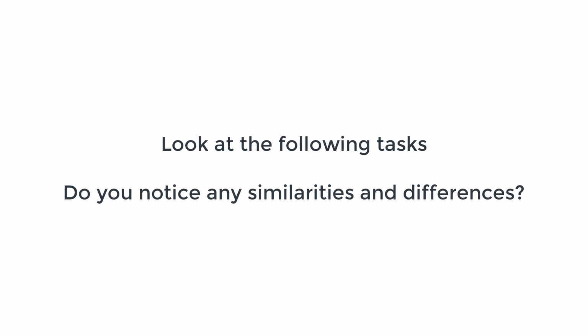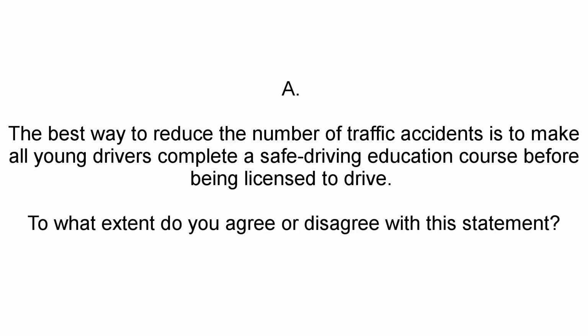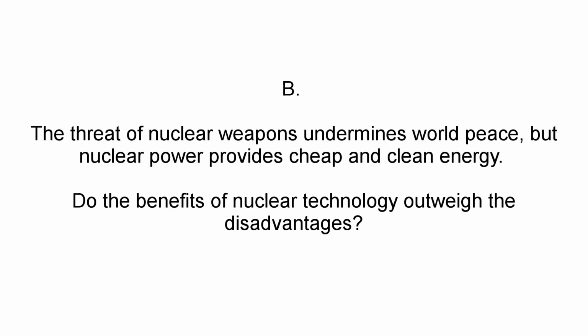Okay, so here we're looking at 5 different questions, 5 different prompts. A. The best way to reduce the number of traffic accidents is to make all young drivers complete a safe driving education course before being licensed to drive. To what extent do you agree or disagree with the statement? B. The threat of nuclear weapons undermines world peace, but nuclear power provides cheap and clean energy. Do the benefits of nuclear technology outweigh the disadvantages?